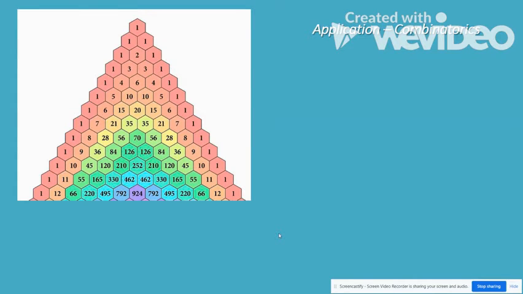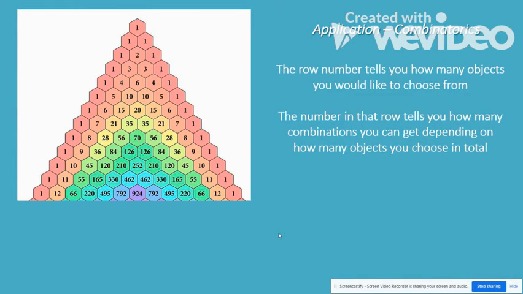The next application we're going to look at is from combinatorics or probability. So for example, in Pascal's triangle, the row number will tell you how many objects you would like to choose from, and then the specific place value or number in that row tells you how many combinations you can get depending on how many objects you chose in total.